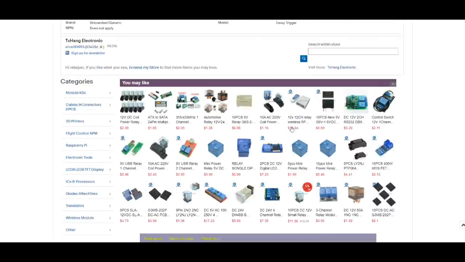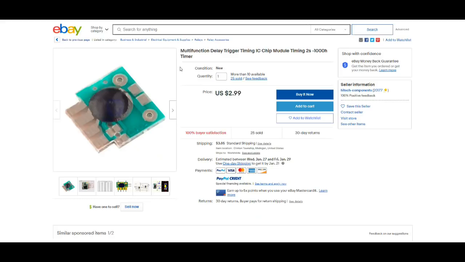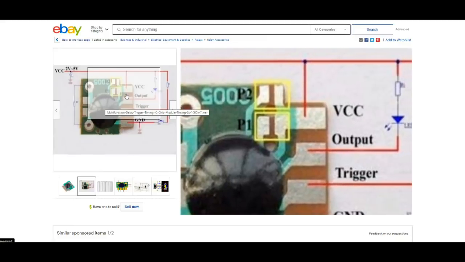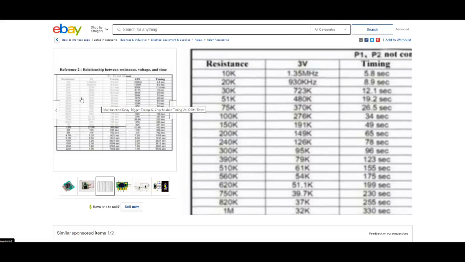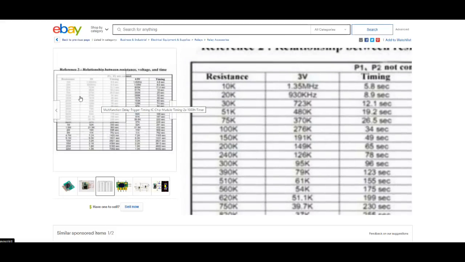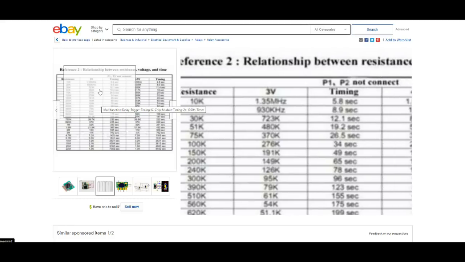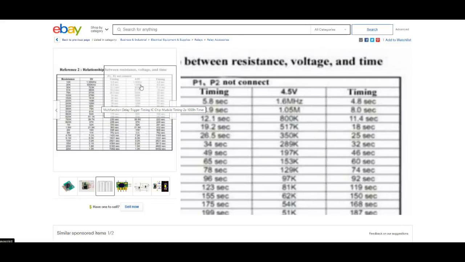So what I did is I went back to the title and I searched it through all of eBay until I came across this particular listing, which has some better information. Again, there is that same picture that all the other listings have, okay? But now we have a resistance chart and it tells us our timing. So if we put a 10K resistor in there and we're at 3 volts, it's telling us the chip is going to run at 1.35 megahertz and it will stay on for 5.8 seconds. At 4.5 volts, it'll stay on for 4.8 seconds.